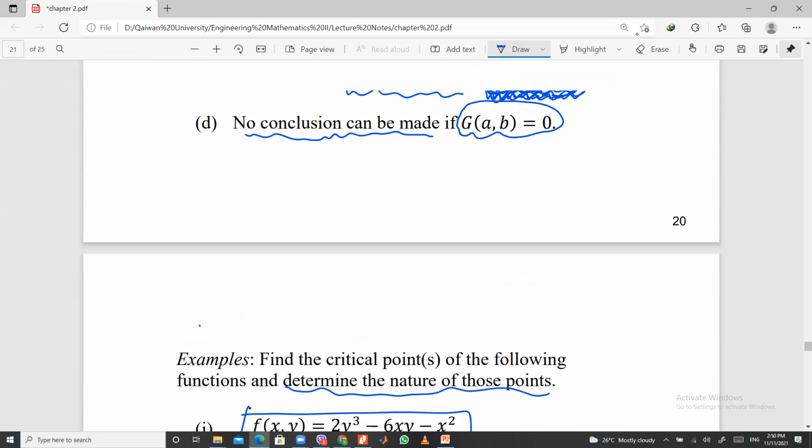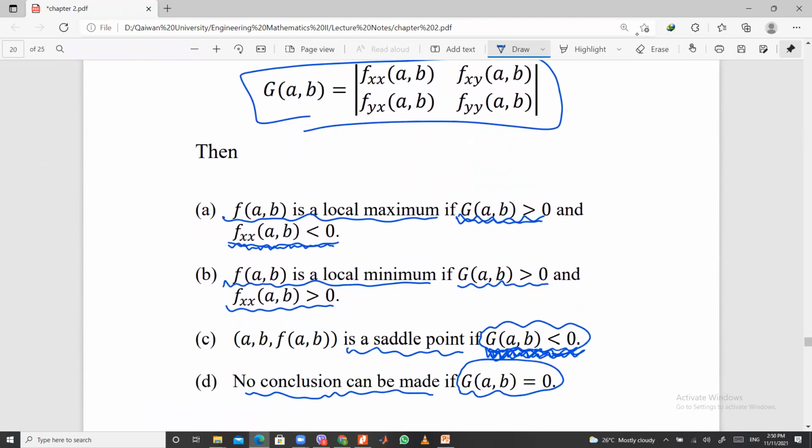As you see here, we decide a critical point to be maximum or minimum by both g and f sub xx. We say if g is greater than zero, then it's either maximum or minimum. How do you know that's maximum or minimum? We look at f sub xx at the point. If f sub xx at the point is less than zero, we say that's maximum. And if f sub xx is greater than zero, we say that's minimum.